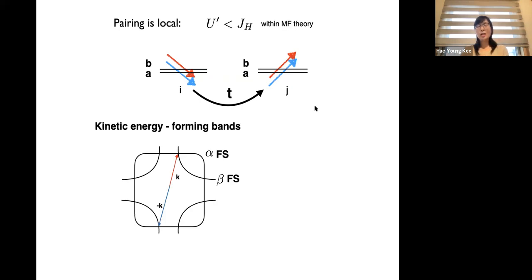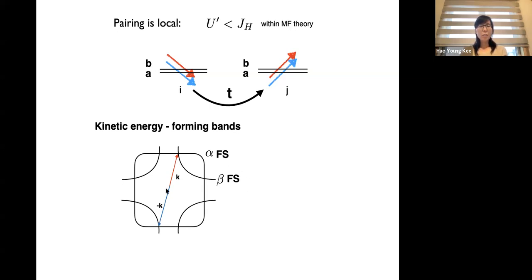So this kinetic energy is going to form the band. Let's call them alpha band and beta band. They are not A, B because A and B orbitals can mix. Therefore, the alpha Fermi surface will be a mixture of A and B orbitals. The beta Fermi surface is another mixture of A, B orbitals.